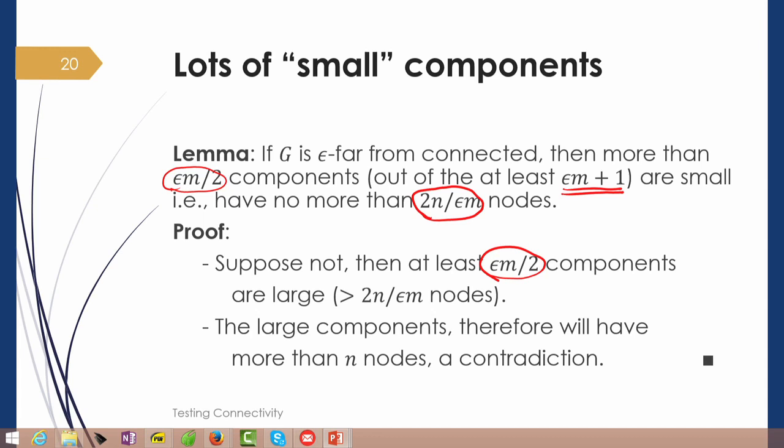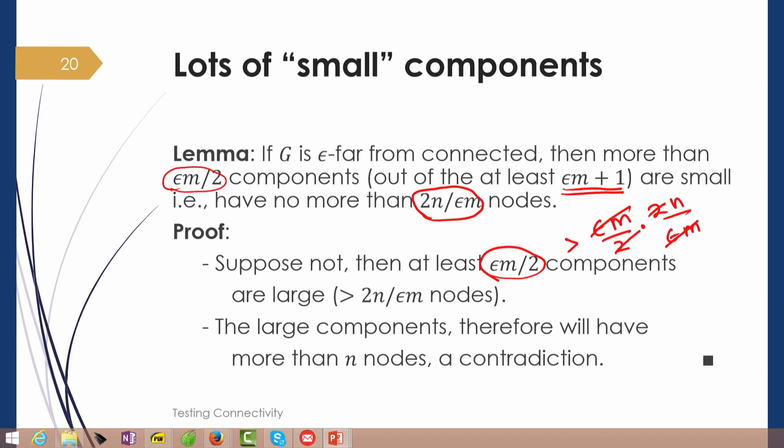So, how many nodes are there in these large components? Well, let's work it out. We have at least epsilon m by 2 components, and each one of those components has more than 2n over epsilon m vertices in them. So, just that accounts for more than n nodes, and that is simply a contradiction again.